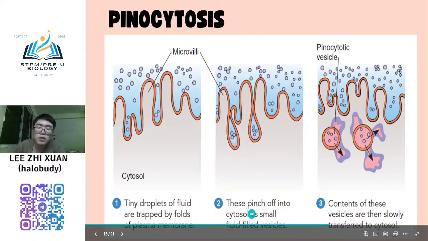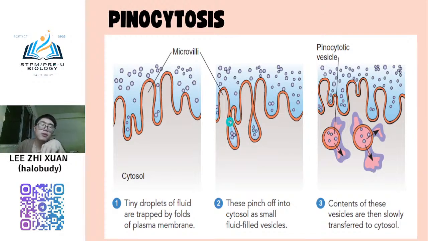So it will pinch off into the cytosol as small fluid vesicle. Kalau dia ada mineral ion datang, dia akan close dia. So ini macam more passive method lah. It will not extend the plasma membrane one. It will tunggu je. Tunggu sampai ada particle datang, dia baru close. So once it's closed, it will form this pinocytotic vesicle. And then it will transfer to the cytoplasm lah, for the further modification. Okay, so this is the process of pinocytosis.